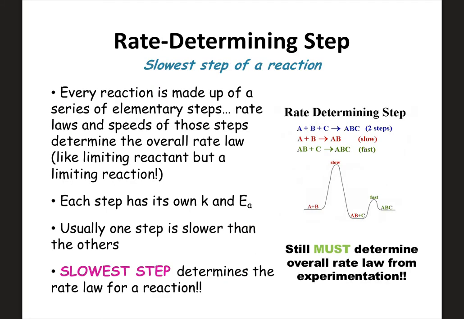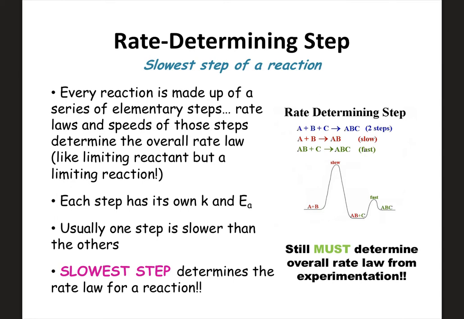Now we want to look at the rate determining step. The slowest step of a reaction, the slowest step of a mechanism, is the step that determines the rate. If every reaction here is made up of a series of elementary steps, the rate laws and speeds of those steps will determine the overall rate law. But realize here, it's kind of like we have a limiting reactant, but with a rate law. The slowest one is going to be the one that determines the overall rate. You can't be faster than your slowest step.